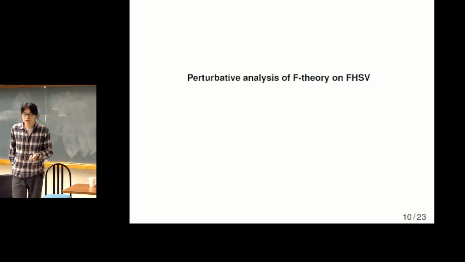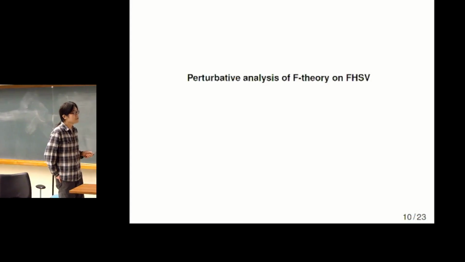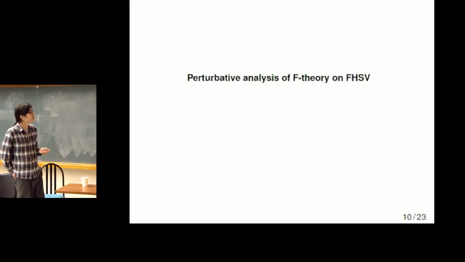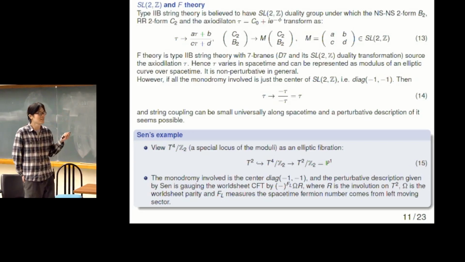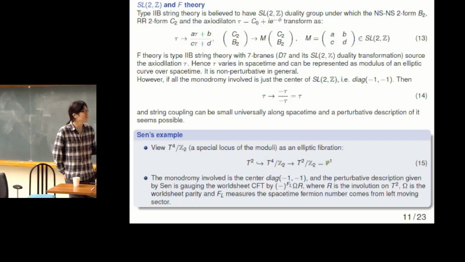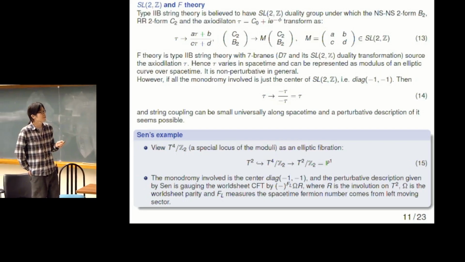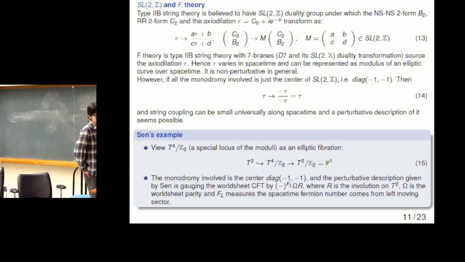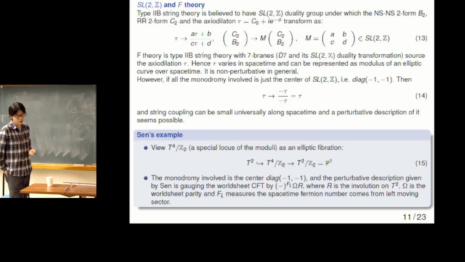Okay, let's go to a second example, which is the perturbative analysis of F theory on FHSV. FHSV is a very special Calabi-Yau threefold, which I'm going to review later. So first, SL2Z and F theory. Type 2B is believed to have SL2Z symmetry, under which the two-forms and axion-dilaton transform in the following way. And F theory is a theory that makes full advantage of this duality group. It typically provides supersymmetric string vacua with axion-dilaton varying along space-time, which makes it typically non-perturbative.